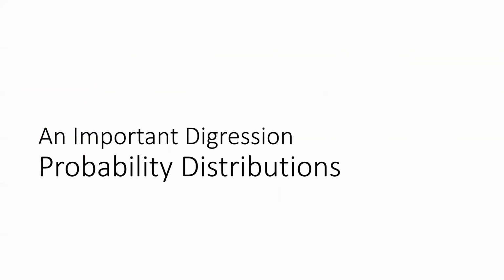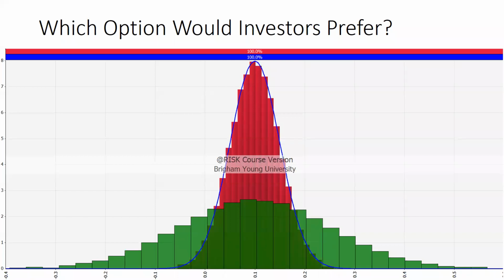But in order to get there, we've got to take a little bit of a digression. And that digression is an exploration of the topic of probability distributions. Let's dive right into this thing. I want to put in front of you two investment alternatives. There's a red investment alternative and there's a green investment alternative.